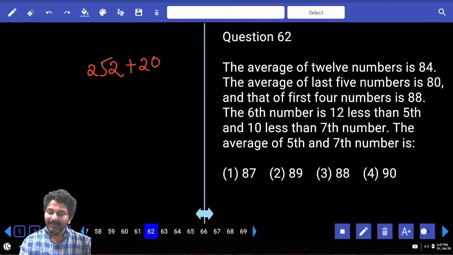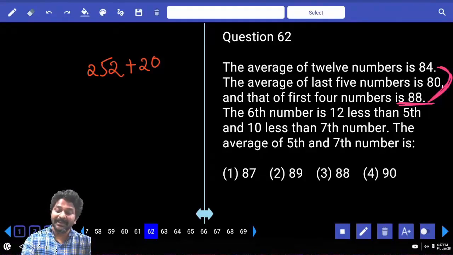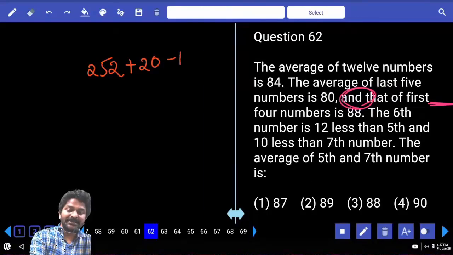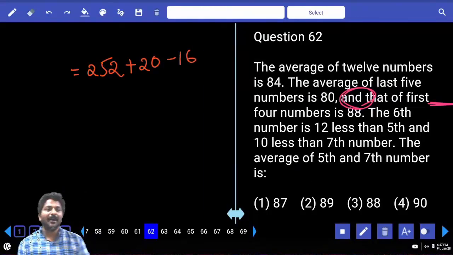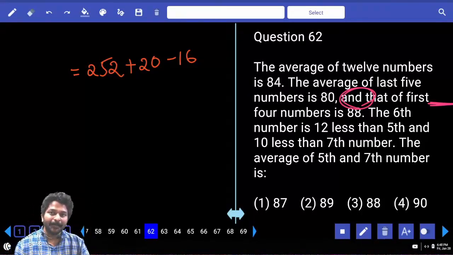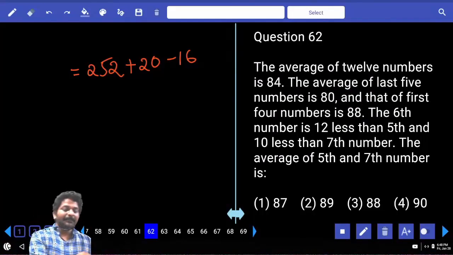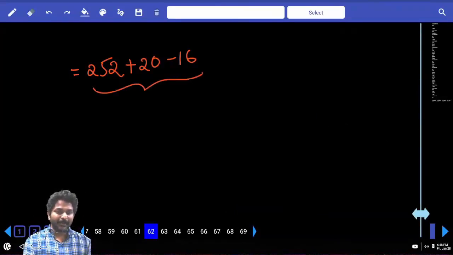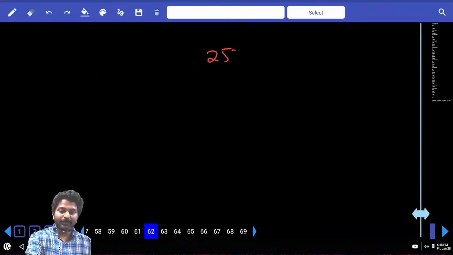Okay. Next, average of first 4 numbers is 88. That is how much more or less than original average? More. How much more? 4 more. Like that, how many numbers are there? That means 4 into 4, 16 more, right? So, minus 16. This must be sum of 5th number, 6th number, 7th number, correct? But comparison is mentioned. Let me take our 5th number as x. Remember this once: 252 plus 20 minus 16.